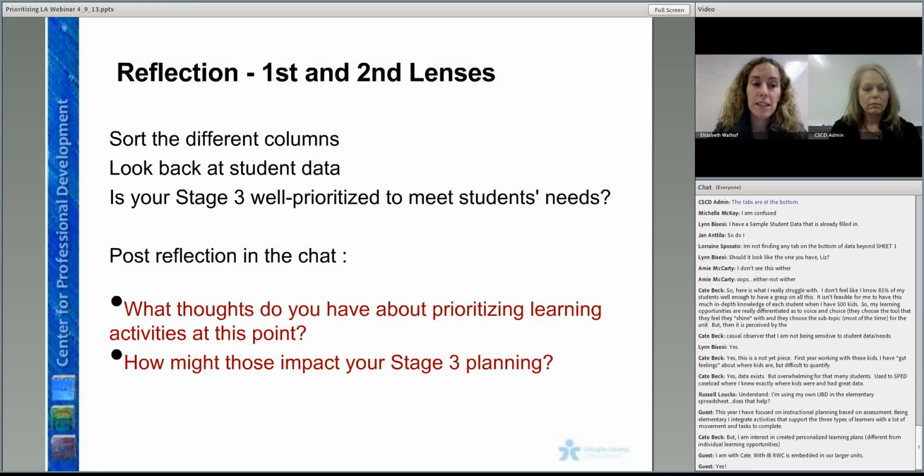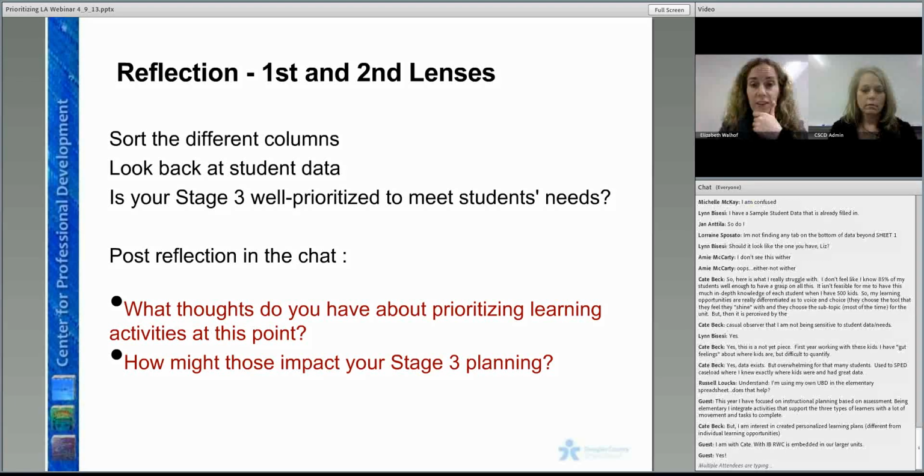Take just a minute to think in the chat. What thoughts do you have about prioritizing learning activities? Have you come up with anything new from seeing what people have put in there? Any new appreciations of challenges? Any new thoughts as far as strategies that you might use? How might those impact your own stage 3? So we want to give you just a moment, and I will stop talking, I promise, for you to think and to put those thoughts in the chat.